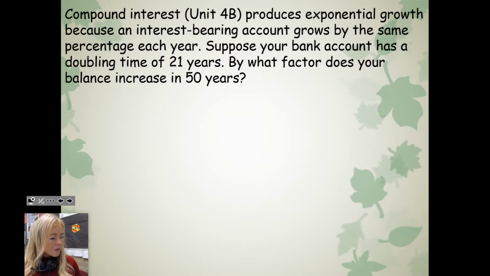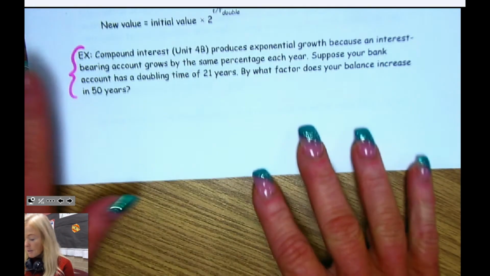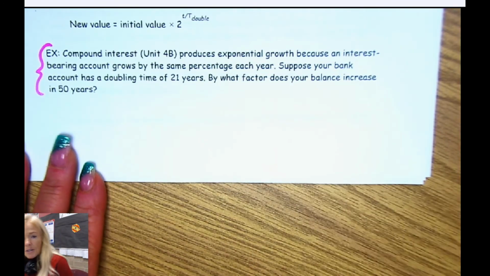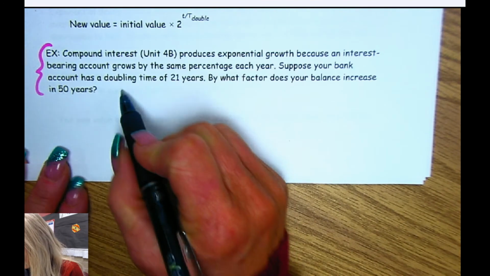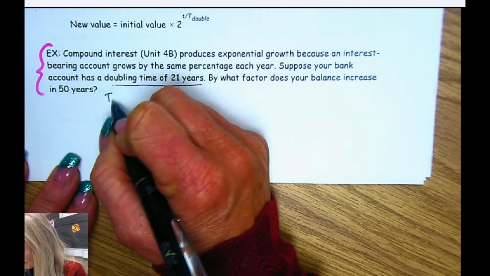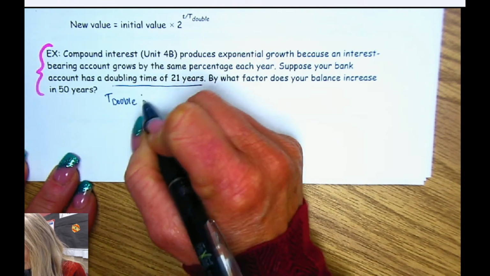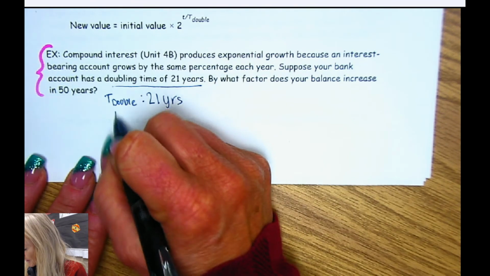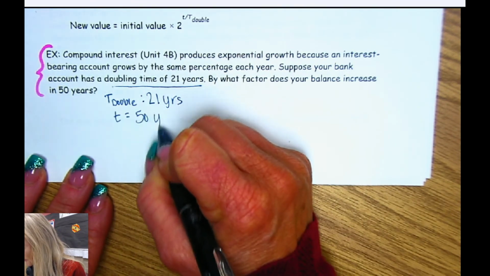I'm going to actually go to my ImageMate here. We're going to just do the problem here because I can't write on my screen at work. So compound interest, here we go, has a doubling time of 21 years. So that's your T double is 21 years. And then, by what factor does your balance increase in 50 years? So that's our little t. Our little time is 50 years.